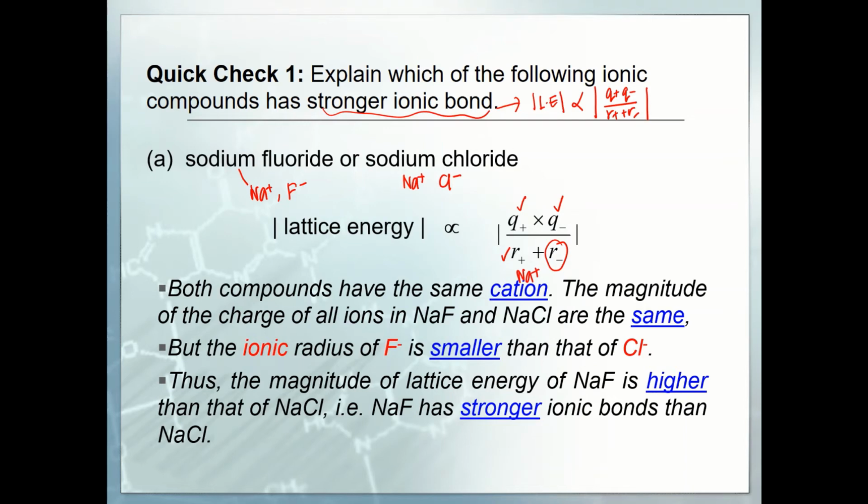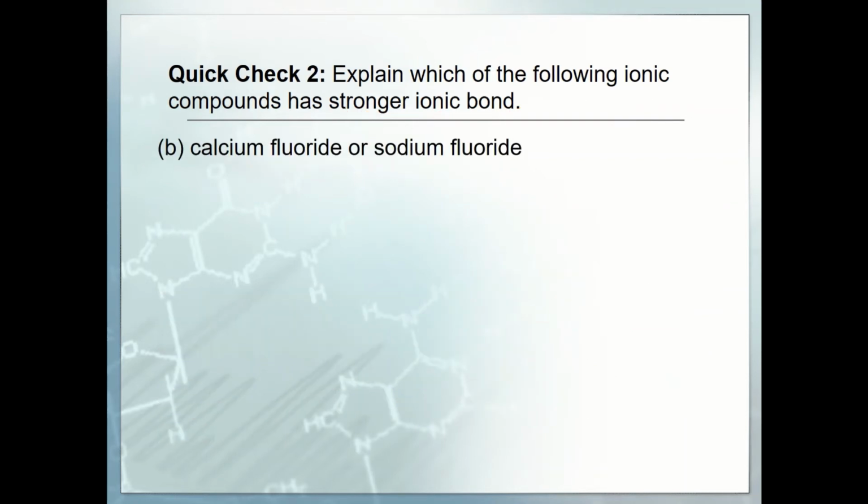So you will see that between Cl minus and F minus, F minus is a smaller anion. So if F minus is a smaller anion, the magnitude of lattice energy will be higher. So if magnitude of lattice energy is higher, that means NaF will have a stronger ionic bond. Okay? Now let's move on to the next part.